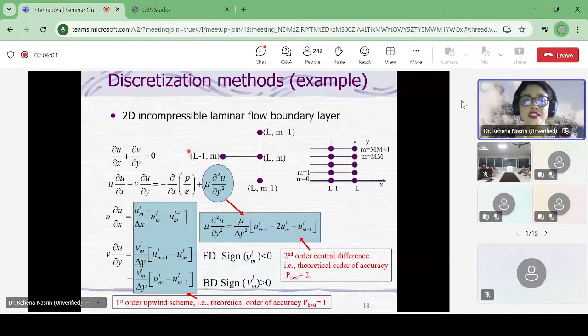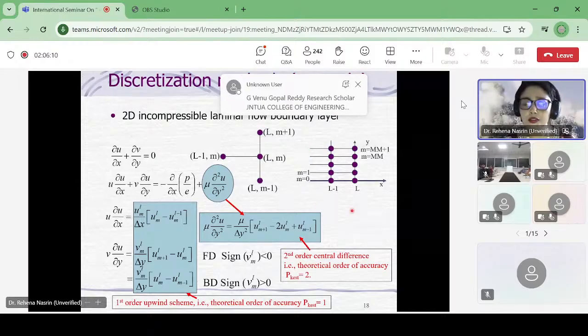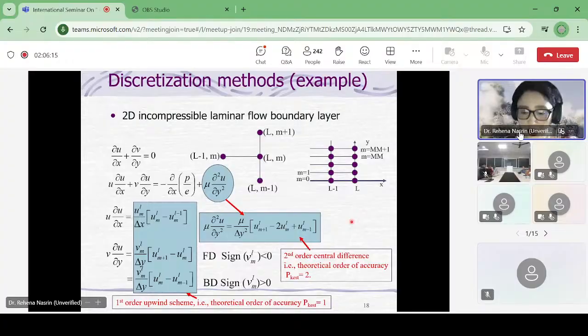For discretization methods, this is a two-dimensional incompressible laminar flow boundary layer problem. If we use the finite difference method, the Keller box scheme, then we can go for these types of solution process. Here, this is the continuity equation. This is the momentum equation. And here, these are the viscous terms.